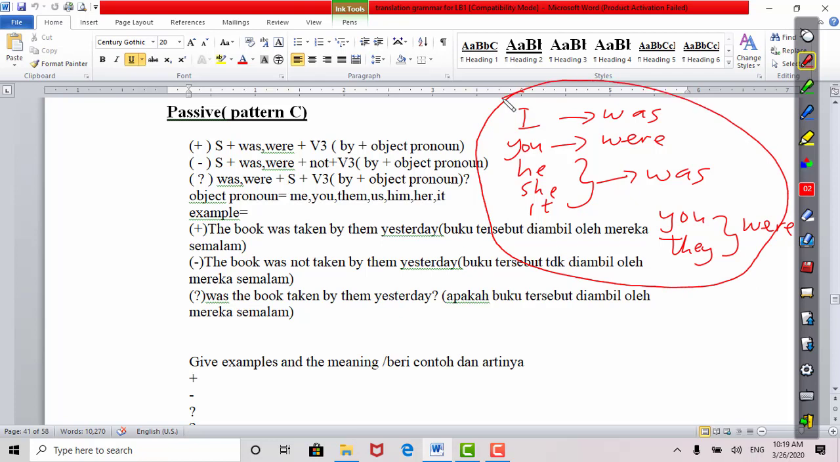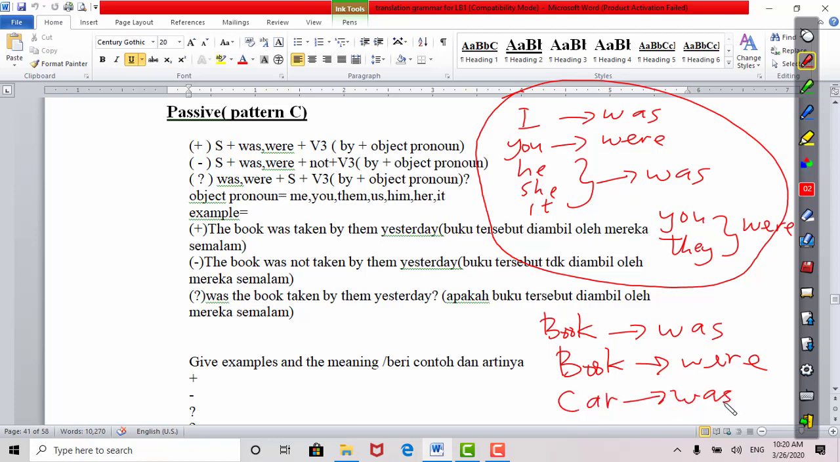Okay? But how about, for example, animals, or plants, maybe? I give you this. If book, use was. But if books, use were. I repeat another example. For example, car, you put was. Cars, you put were. Alright?